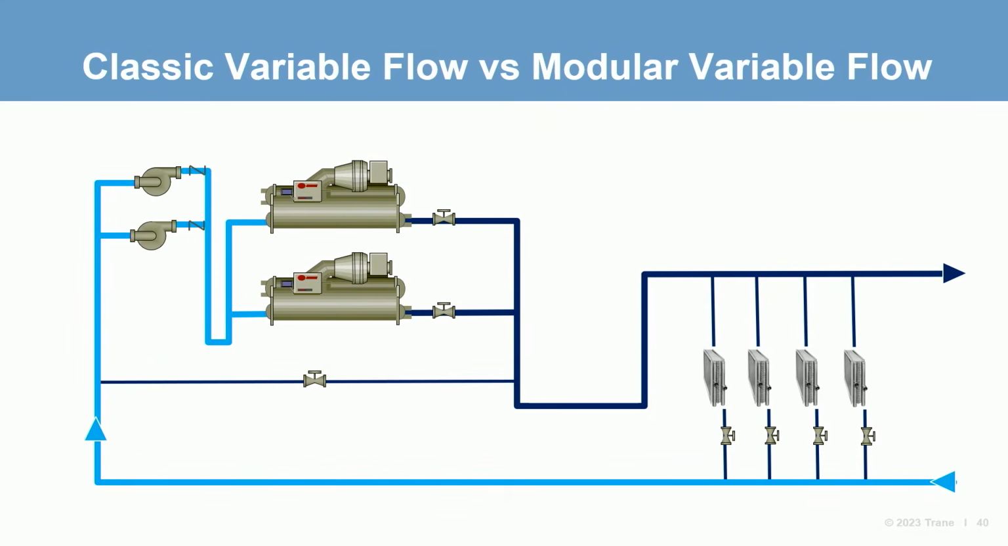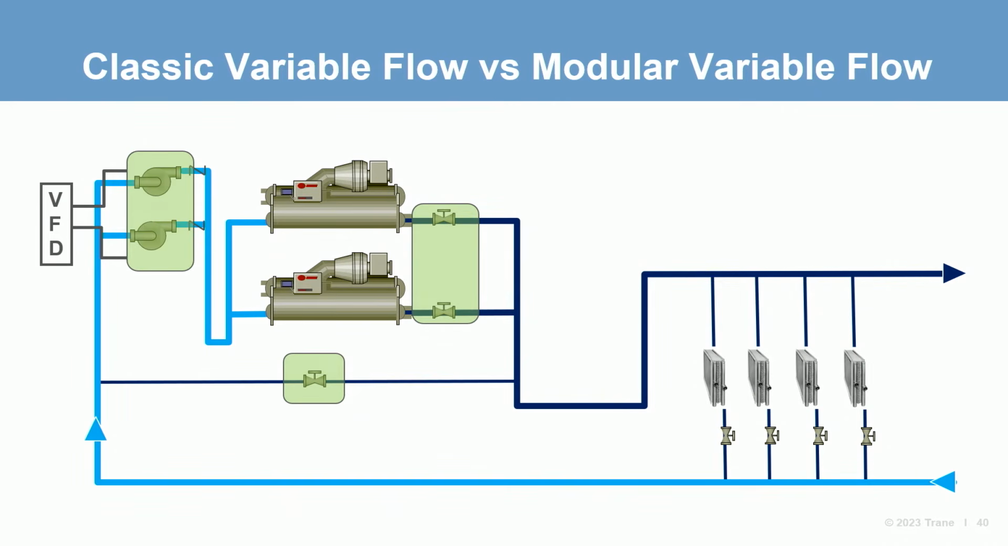Again, we will reference a common variable primary flow system consisting of multiple package chillers to set up a comparison to a modular chiller plant. As we walk around the system, we see the defining features of a traditional variable primary flow system: manifolded pumps with VFDs, automatic chiller isolation valves, minimum flow bypass with modulating valve, and two-way valves at the terminal devices. So what does this look like when we replace the package chillers with a modular chiller?